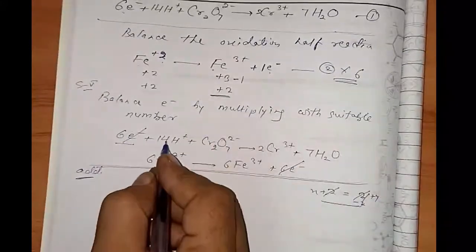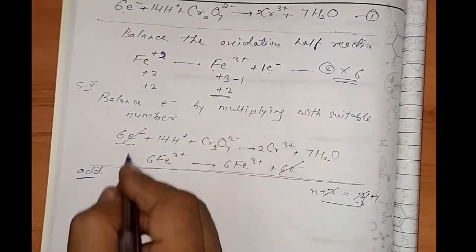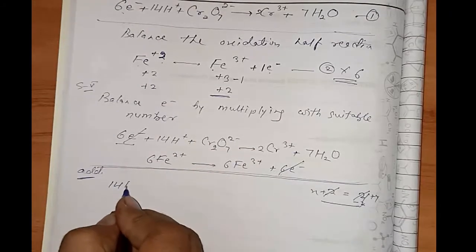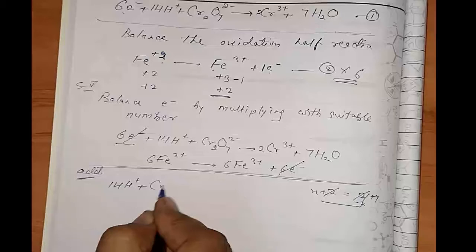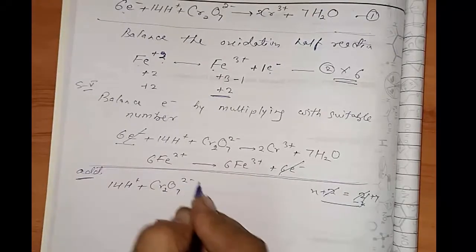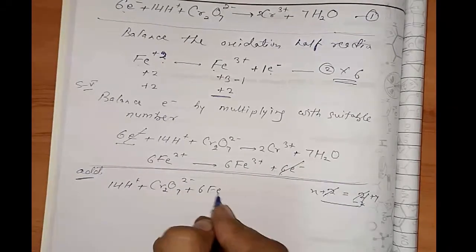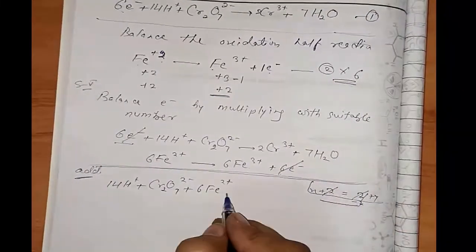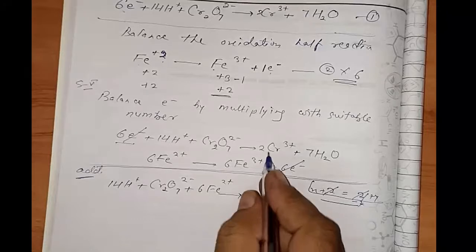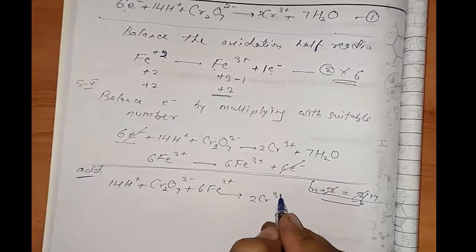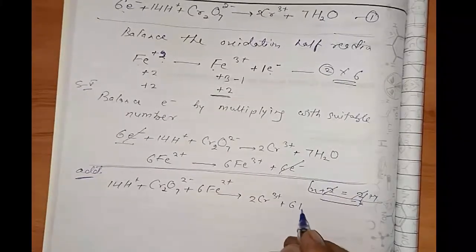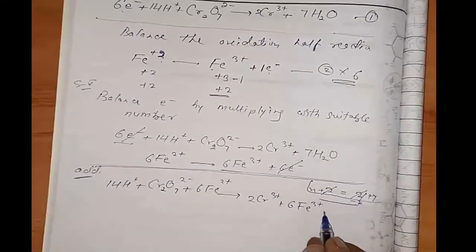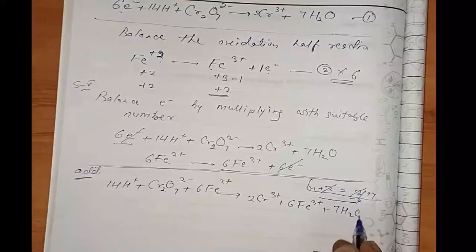Okay, now whatever the thing on the left hand side, I have to write all the things here. 14H+, Cr2O7 2- plus 6Fe2+, and I write here what is 2Cr3+, 6Fe3+ and 7 water molecule.